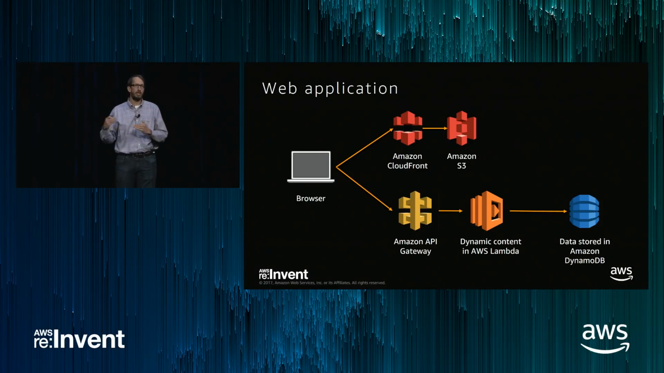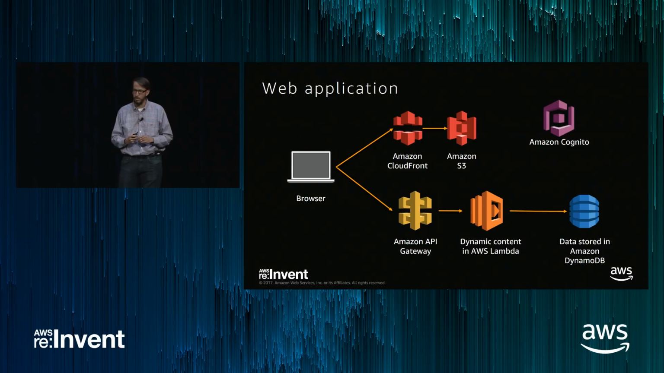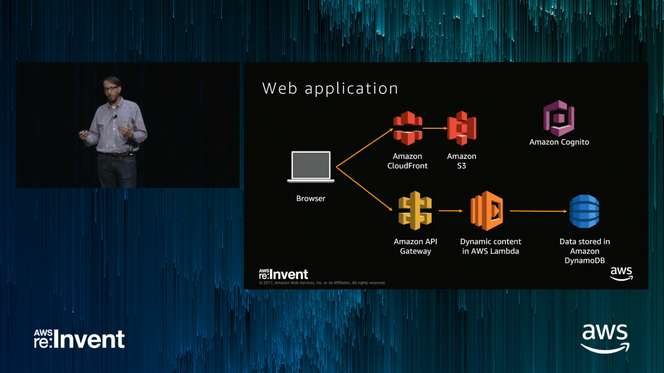And then have Lambda itself call other downstream services, like in this case, DynamoDB. And it's really important not to leave out Cognito in this pattern, because Cognito is what can provide sign up and sign in to your applications, as well as identity federation across many internal as well as web identity providers. So this pattern is well used and well adopted across a lot of different websites today.